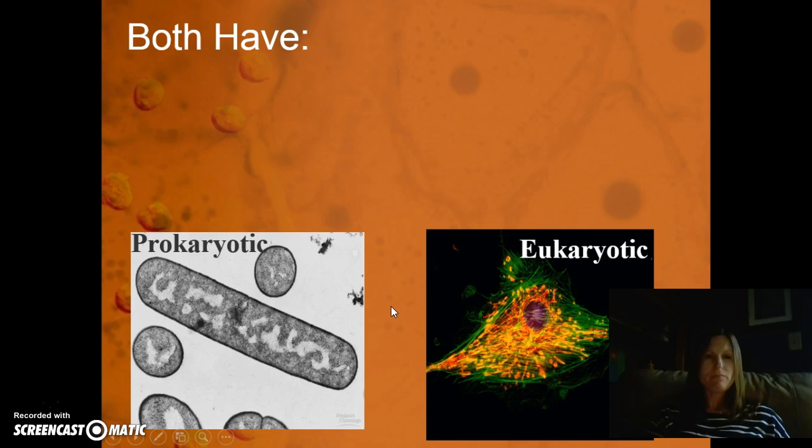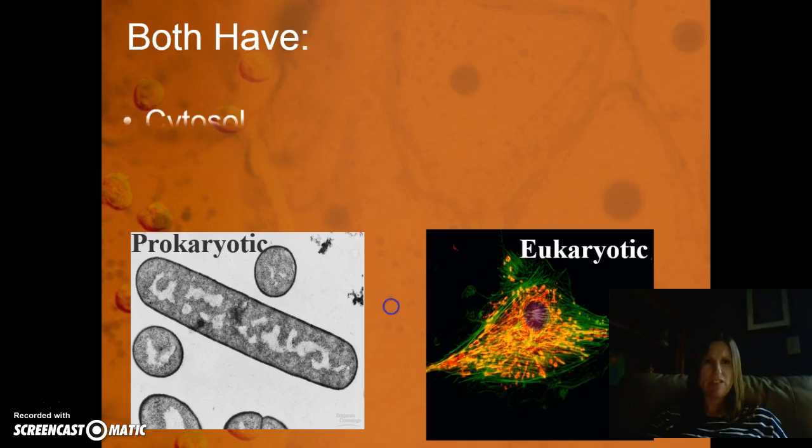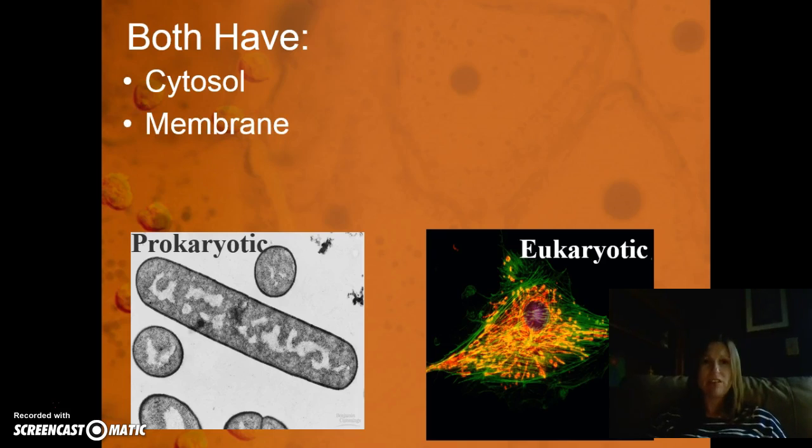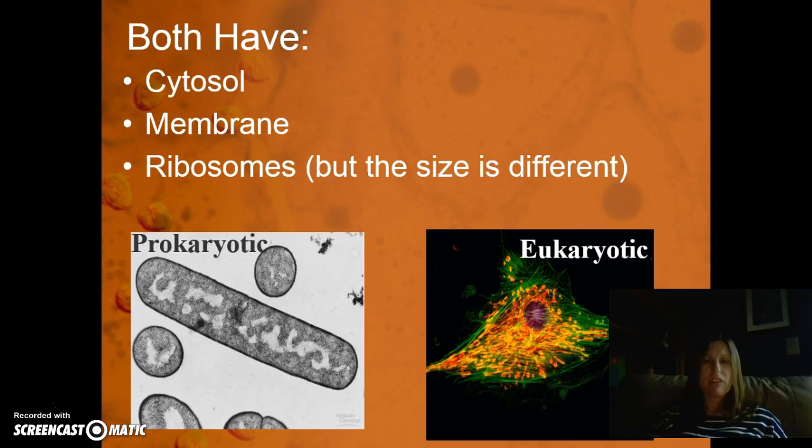Okay? Both types of cells have the following. They have cytosol, which is that semi-fluid material within the cell. They have a cell membrane. They have ribosomes, but these vary in size. And lastly, they have chromosomes.